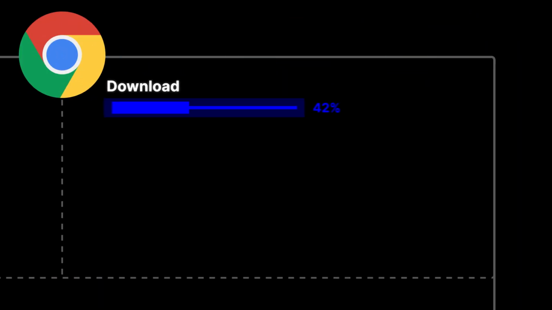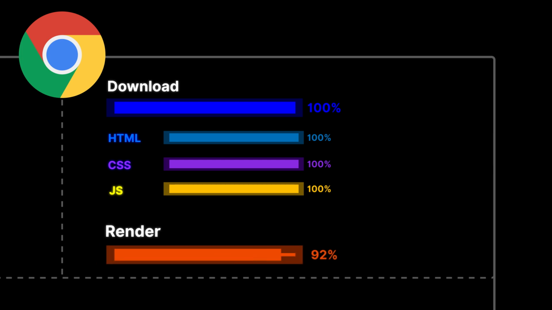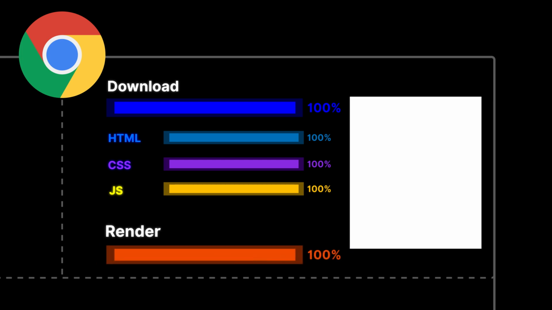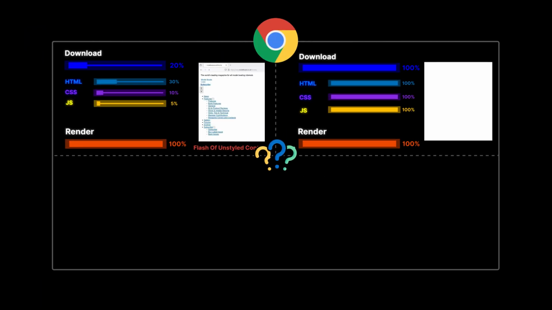On the other hand, if the browser waits for every single file to download, you could be staring at a blank white screen for way too long, which is another bad user experience. So, how does the browser solve this? This is where it performs its first piece of magic, a technique called progressive rendering. In simple terms, this means render what you have as soon as you can.